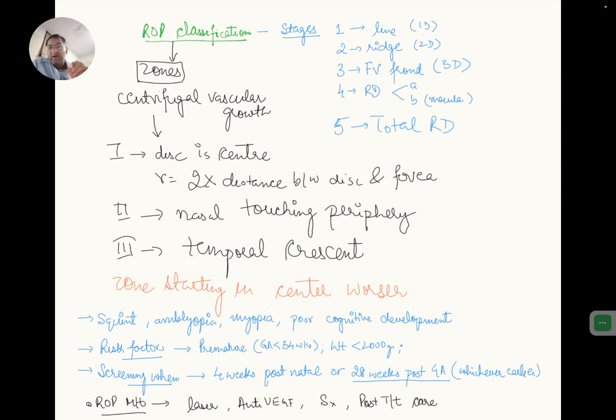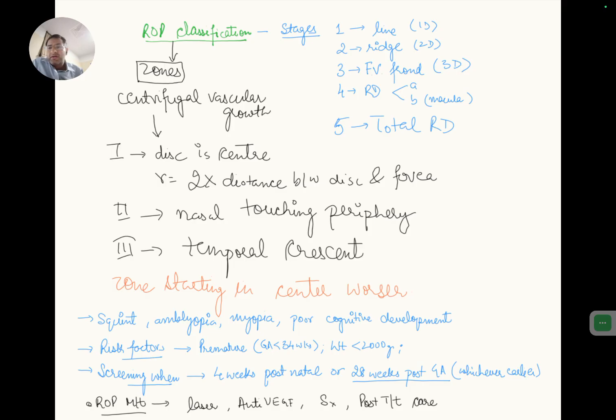If the ROP is in the center, that is zone 1, it is worse than zone 2, and zone 3 ROP is less worse than zone 2, and zone 2 ROP is less worse than zone 1.